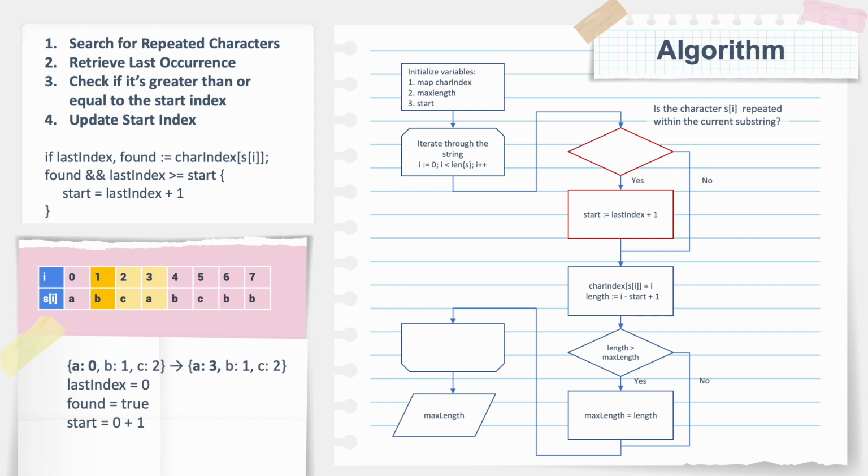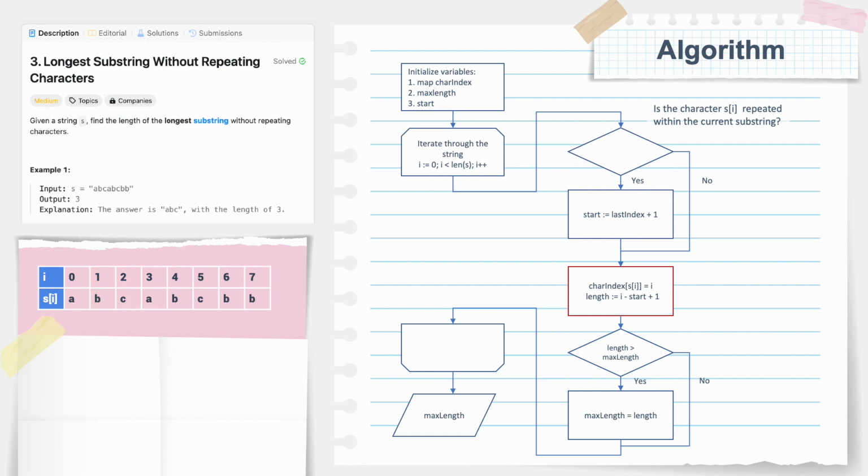In the next step, we add the current character and its index to the char index map. This was demonstrated in the previous steps. For iteration 3, we added the character C. For iteration 4, we updated the index for character A, and so on.